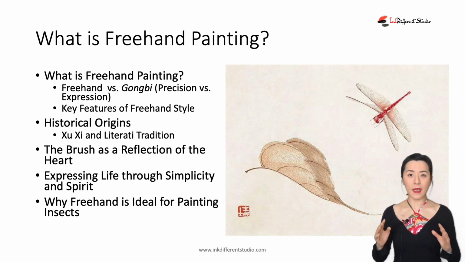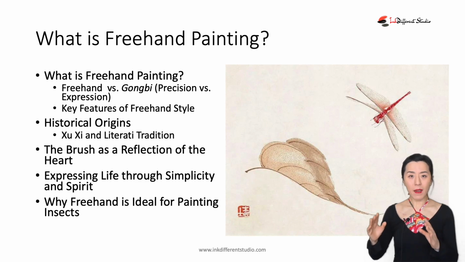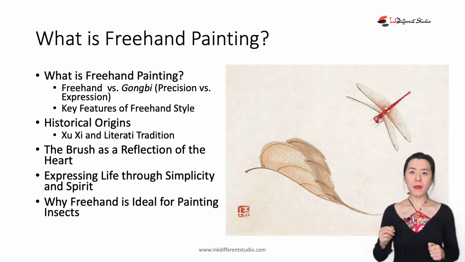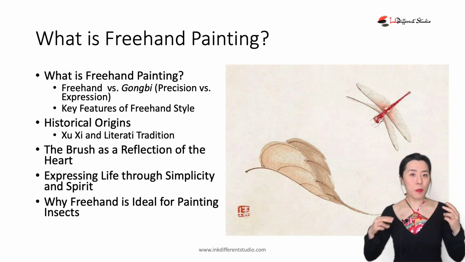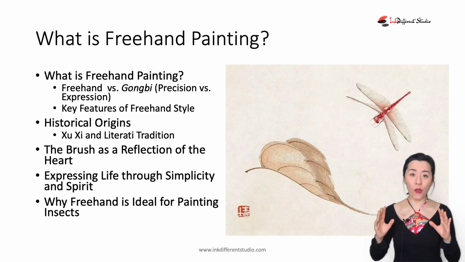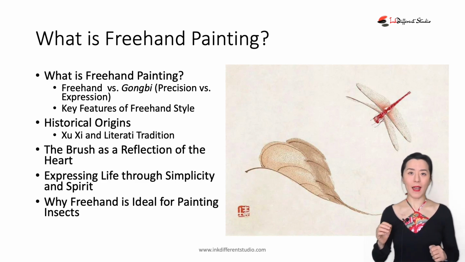Freehand painting, or 写意, is one of the most expressive and poetic forms of traditional Chinese art. Unlike the meticulous gongbi style, which emphasizes fine lines and intricate details, 写意 focuses on capturing the spirit of the subject through spontaneous brushworks, bold forms, and emotional rhythm. The term 写意 literally means writing the idea or expressing the meaning, reflecting the painter's goal to go beyond outward appearance and reveal the inner vitality of life.